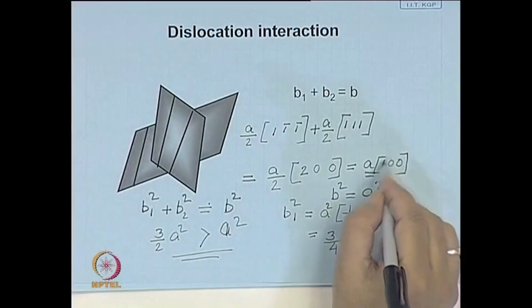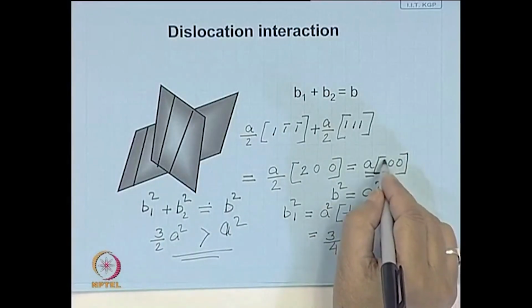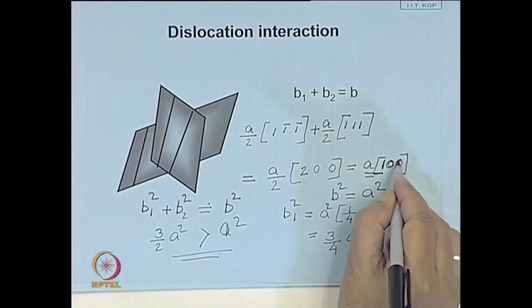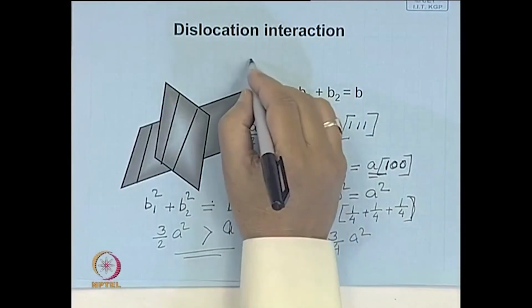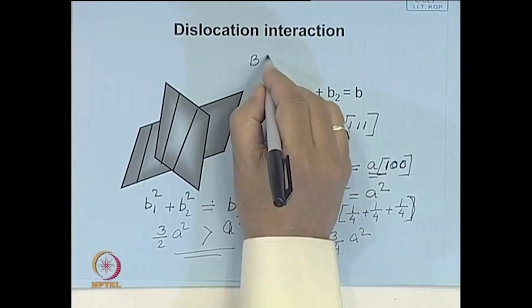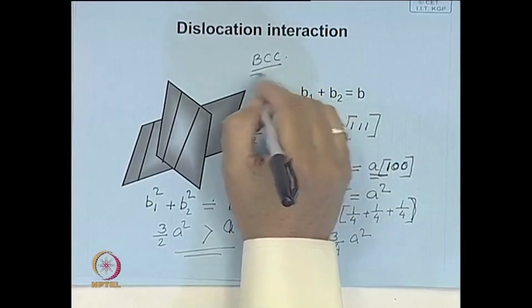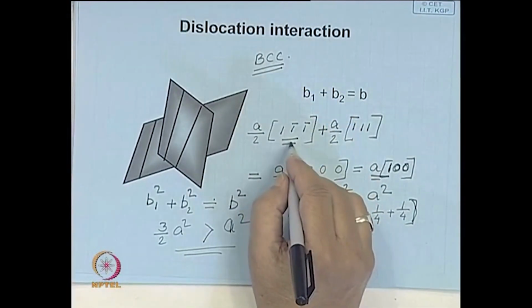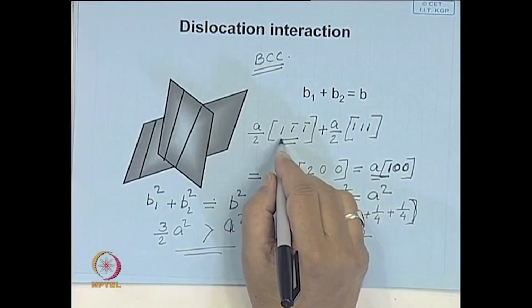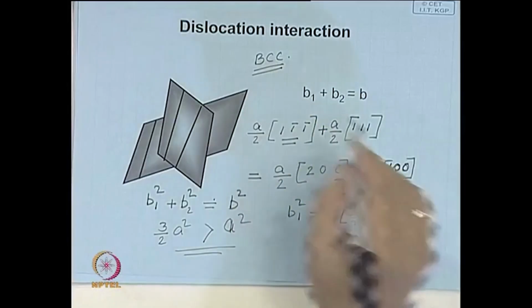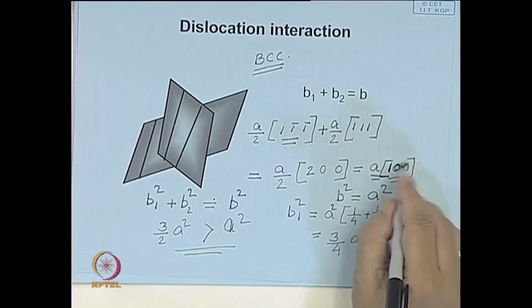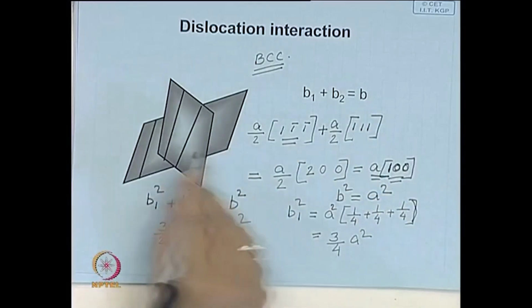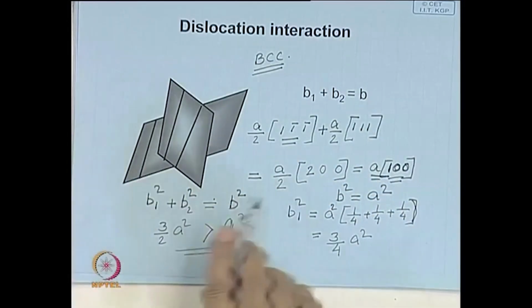So that means this dislocation is not a common one. When I have written a dislocation like this, we are talking about a body centered cubic structure. In a body centered cubic structure, the Burgers vector is of type [1 1 1]. Now, in a BCC structure, this is not a mobile dislocation, but if it splits into these two, they can move on the slip plane.